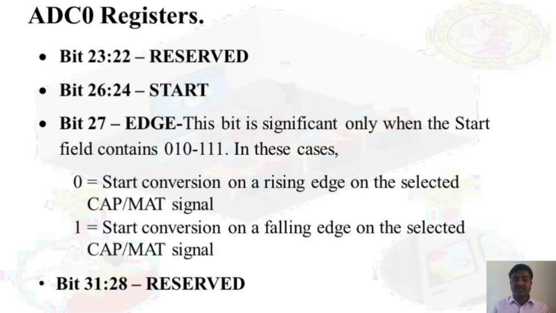Bit number 27 is edge. This bit is significant only when the start field contains 010 to 111. In these cases, 0 starts conversion on a rising edge of the selected capture or match signal. 1 means start conversion on the falling edge of the selected signal. Bit numbers 28 to 31 are again reserved. These are the bit positions and the values for the bits.